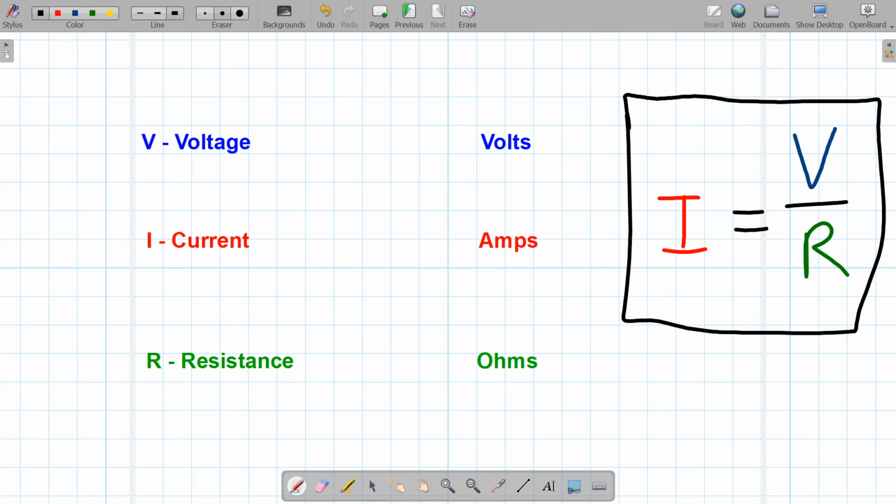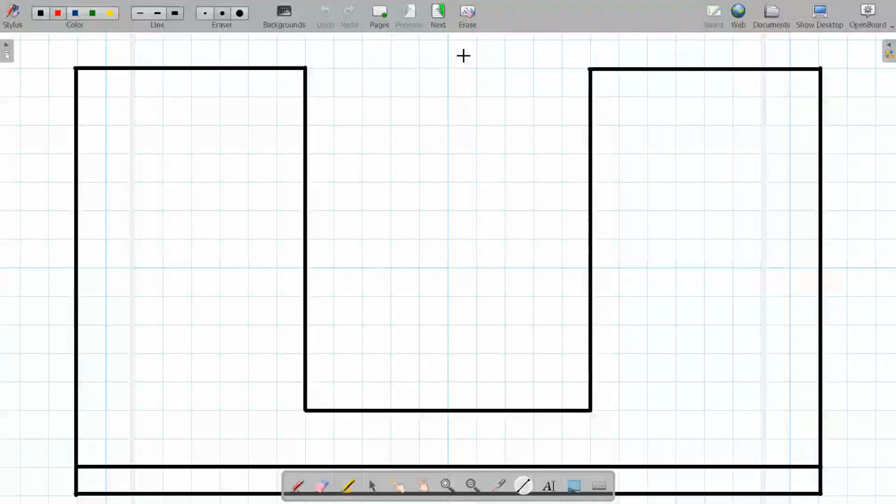Before we do some mathematical problems with this equation, I want to briefly explain what each of these terms mean so that you guys will have an intuitive understanding of them when you see them. I want to begin by describing the relationship between voltage and current. In order to understand the relationship between these two terms, it's helpful to think of an analogy. This analogy is going to help us understand what's happening in electrical circuits.